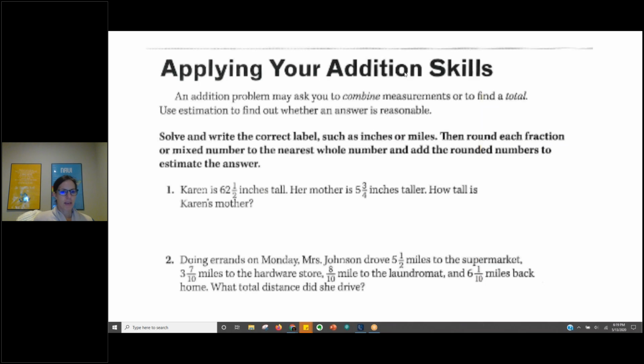All right, I'm guessing you guys are done. So Karen's 62.5 inches tall. Her mother's 5 3/4 inches taller. How tall is Karen's mother? You know, the fractions make this problem difficult.